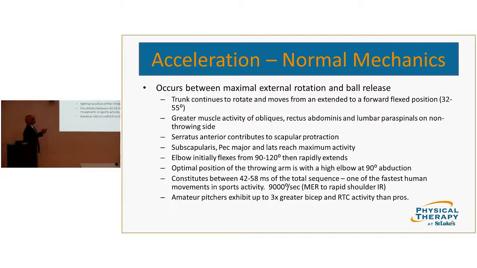This particular phase constitutes between 42 to 58 milliseconds of the total sequence. Think you could see that with the naked eye? I don't think so. So it's one of the fastest human movements in sports activity, 9,000 degrees per second from maximal external rotation to rapid shoulder internal rotation, so as they release the ball. Amateur pitchers exhibit up to 3 times greater bicep and rotator cuff activity.